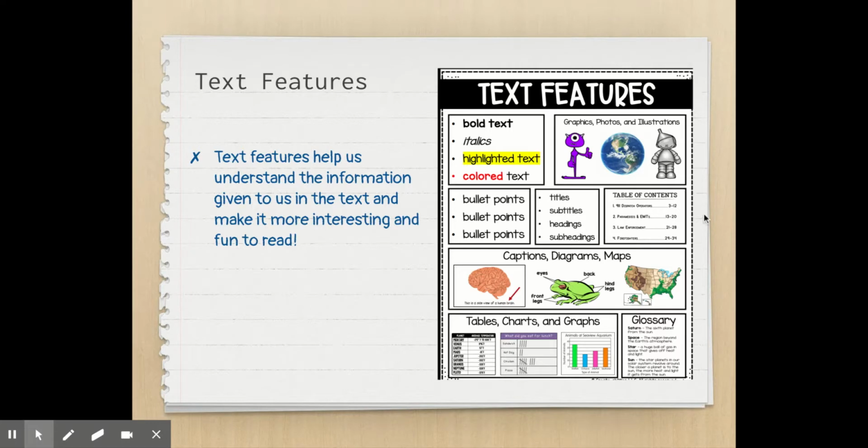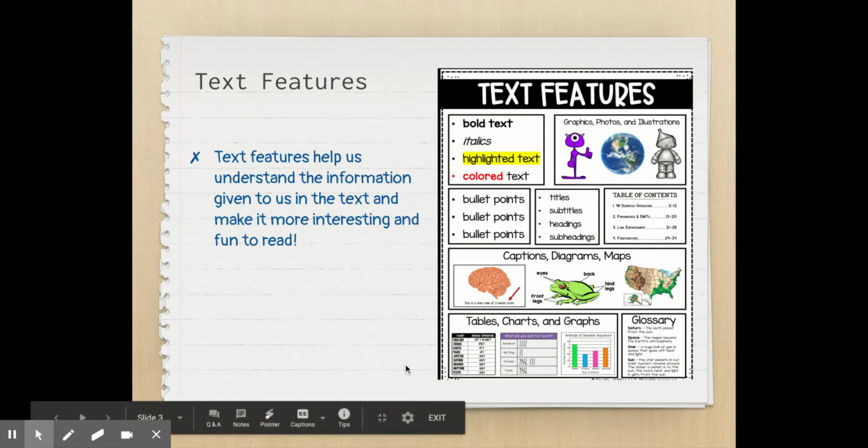We also have things like a table of contents, which tells you where certain parts of information are. There are captions, diagrams, and maps. A caption is words explaining what's going on in a picture. A diagram would be a picture with different parts labeled. You can see right here, there's a diagram of a frog, and it's got all of its different parts labeled: its eyes, back, hind legs, and front legs, and then also maps.